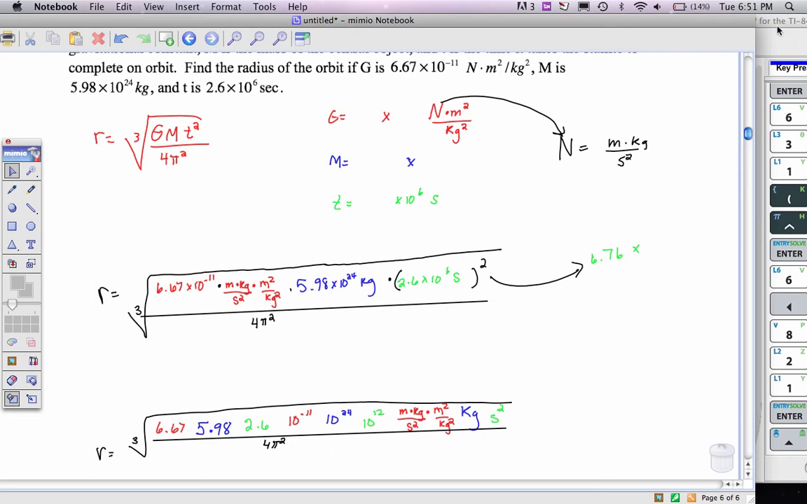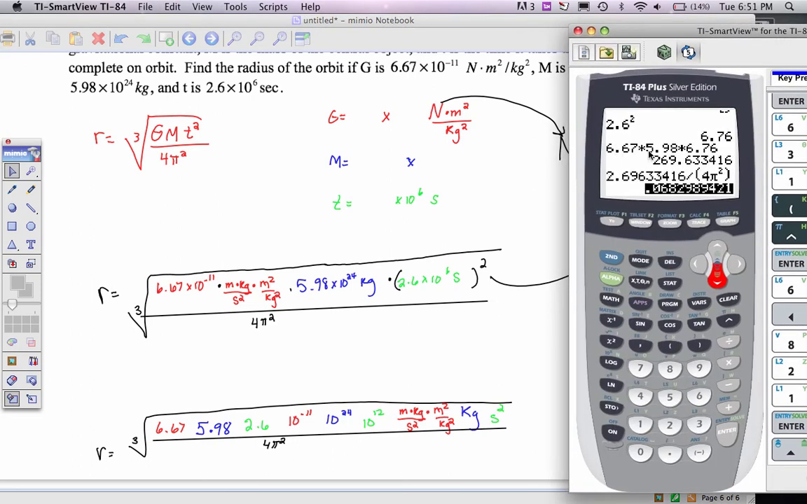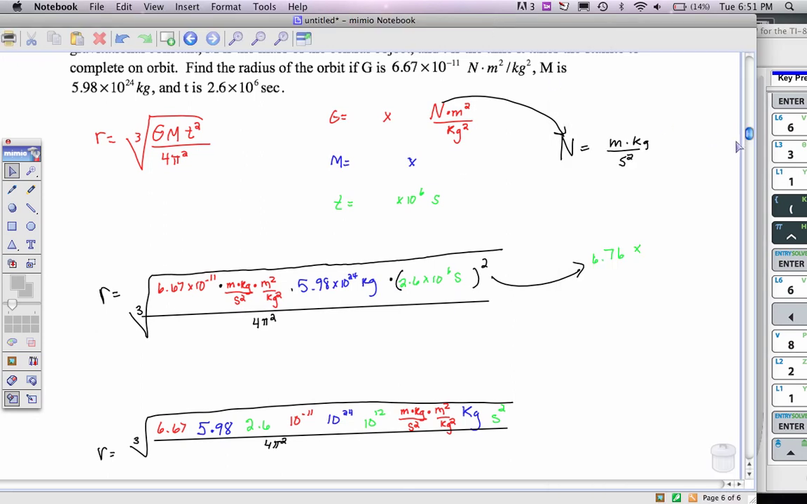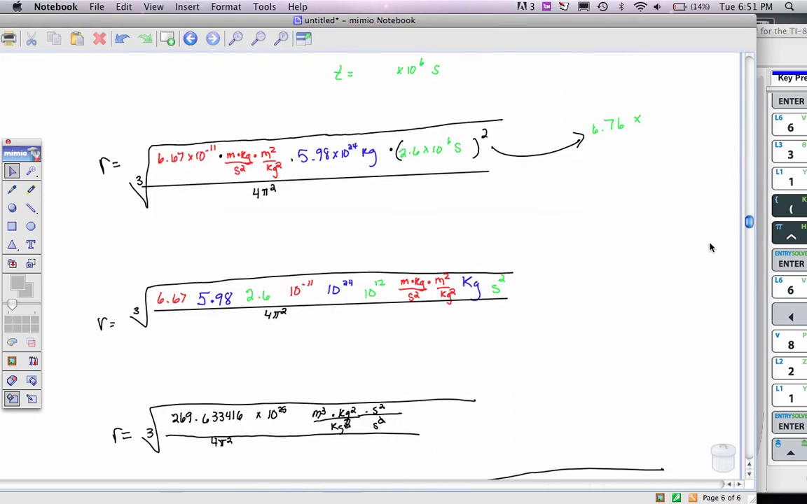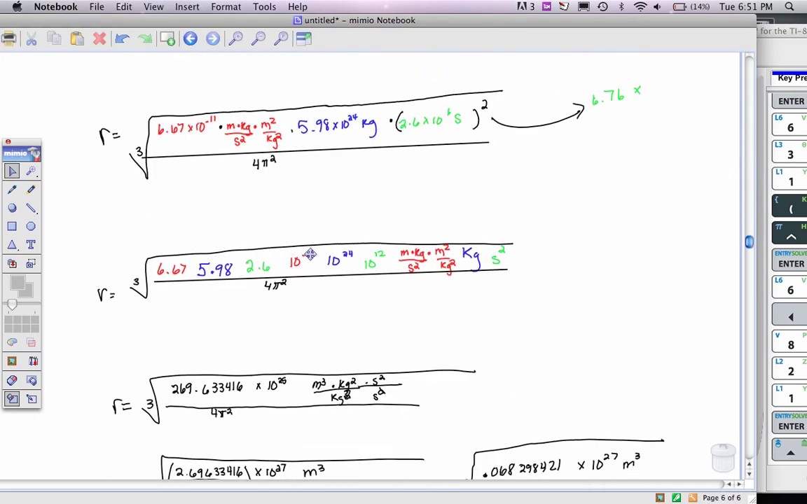Now, the neat thing is when I multiply out 6.67 times 5.98 times 6.76, I get 269.633416, as you can see in the calculator there. And when I multiply 10 to the negative 11th times 10 to the 24th times 10 to the 12th, you just add the exponents, you get 10 to the 25th.